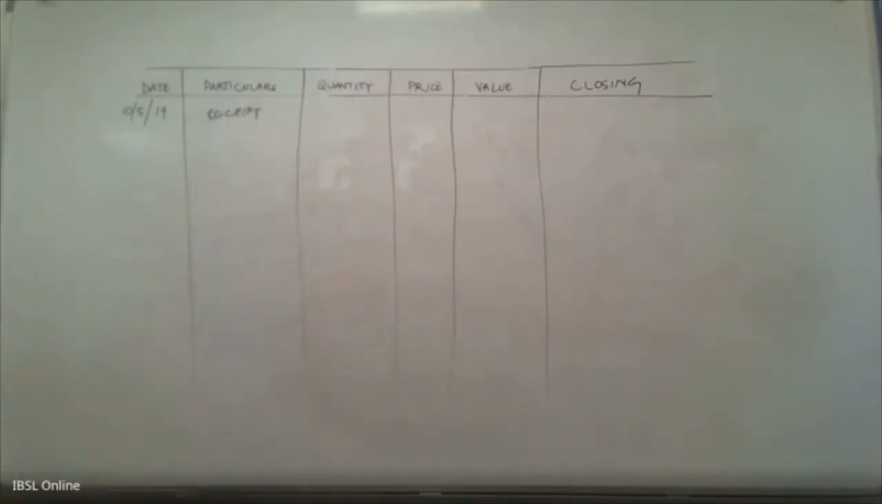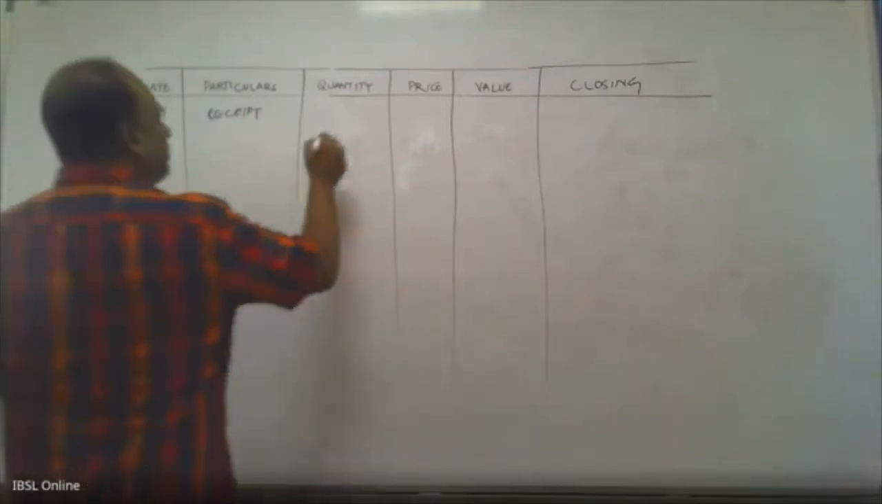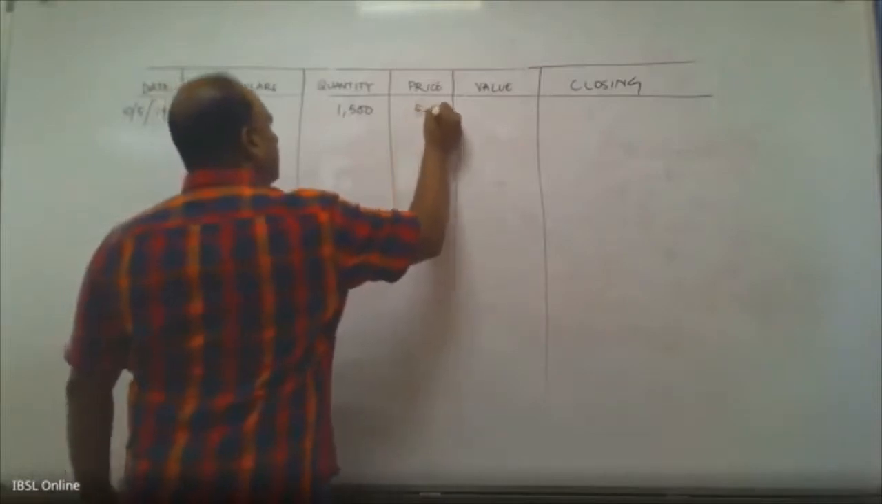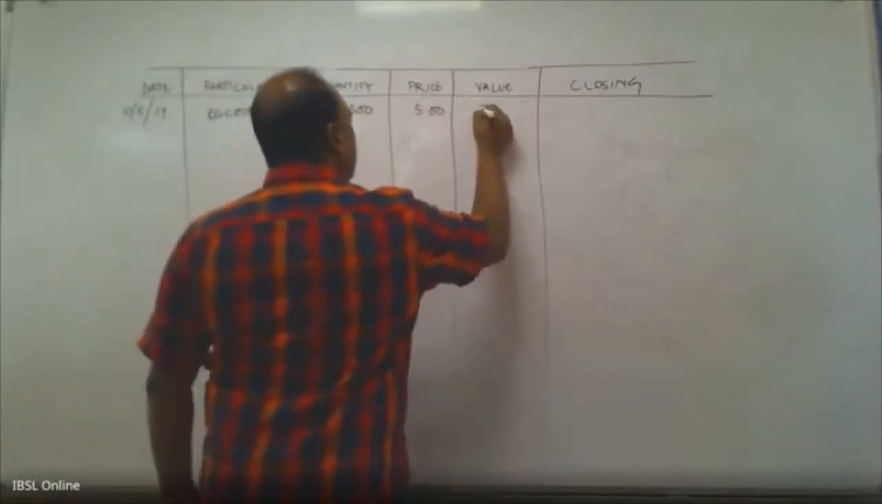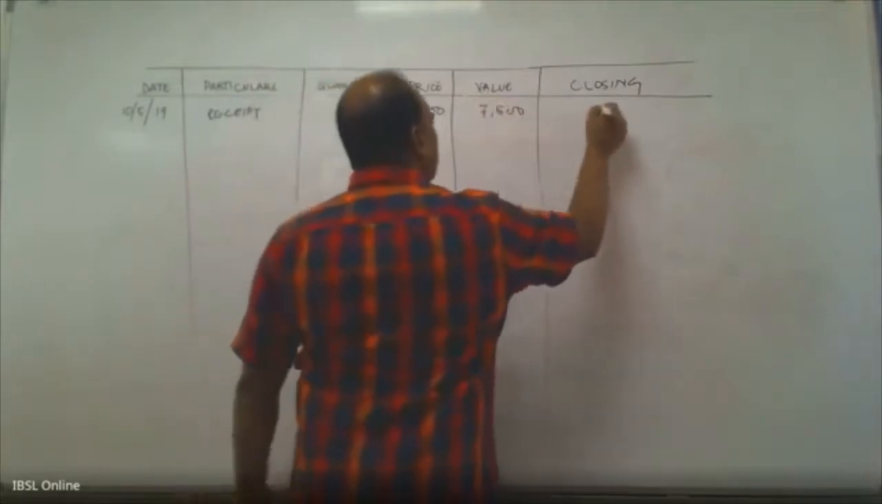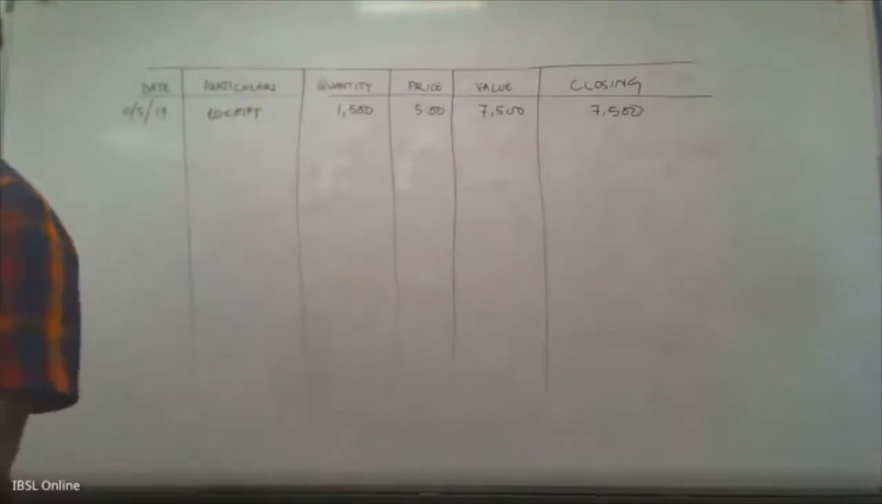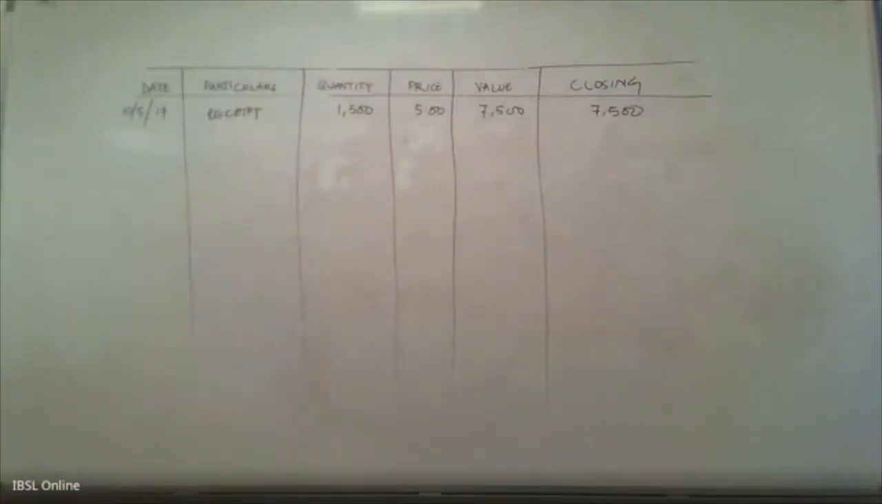How much have I received? 1,500 units at 5 rupees each. So the value is 7,500. So my closing balance is also 7,500. Is that clear? I have received 1,500 units, 5 rupees each, then 7,500. So then I have to consider what is my next transaction.